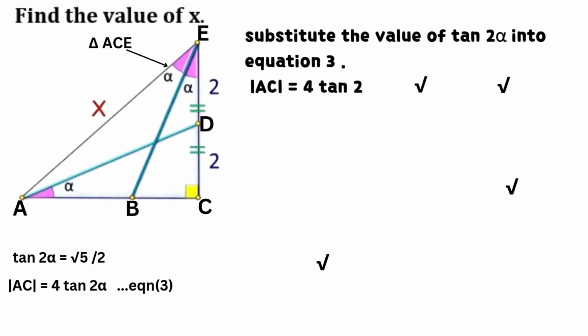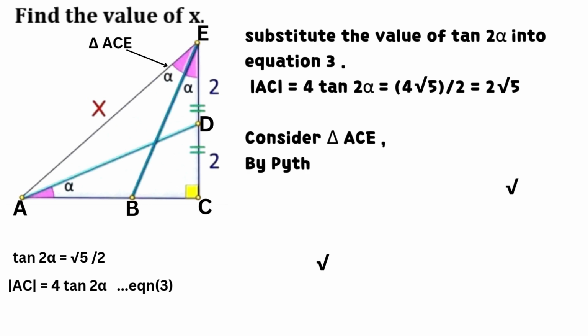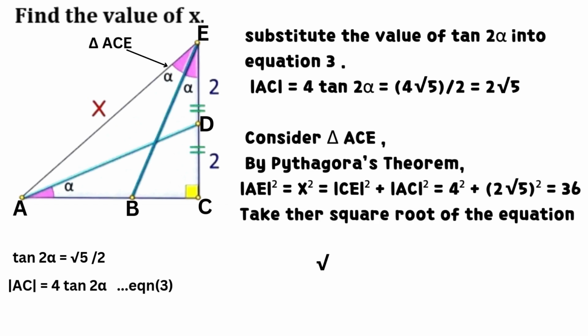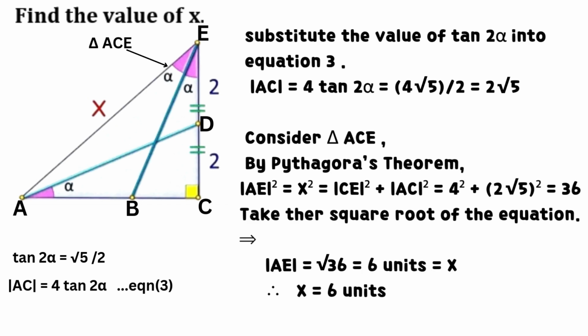Substitute the value of tan 2 times alpha into equation 3. We have that line AC equals the product of 4 and tan 2 times alpha, which equals 4 times the square root of 5, all divided by 2. The result simplifies to the product of 2 and the square root of 5.